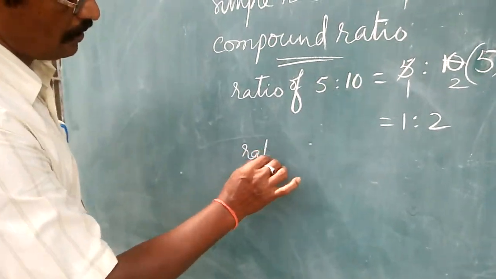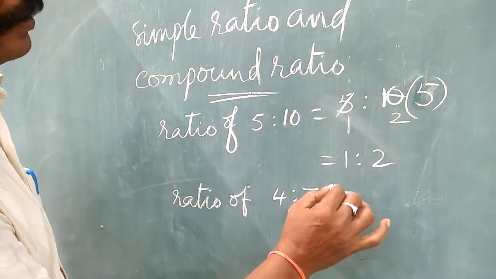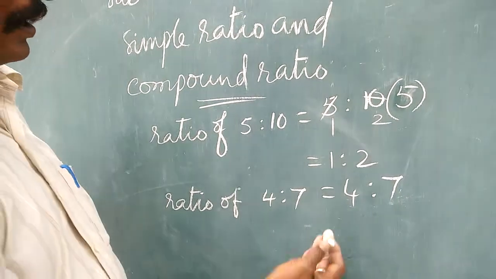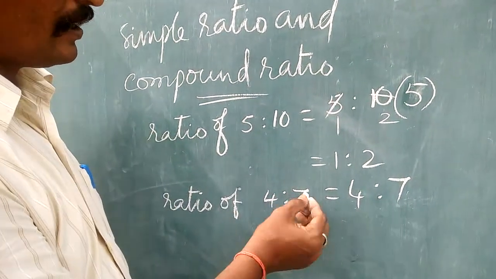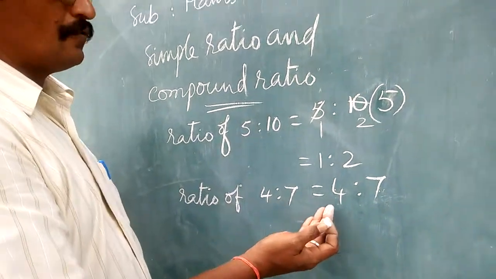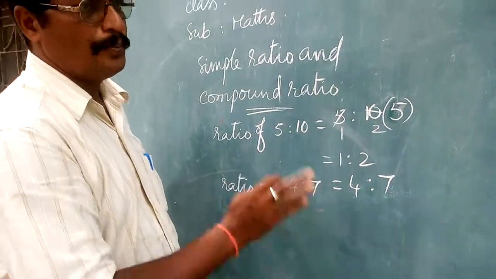Again, ratio of 4:7 equals 4:7. This is the simplest form because there is no number that cancels in both terms. So the simplest form of 4:7 is 4:7. This is the ratio. This is called a simple ratio.